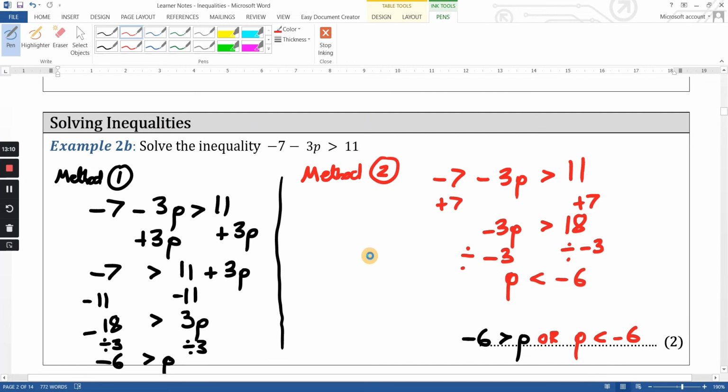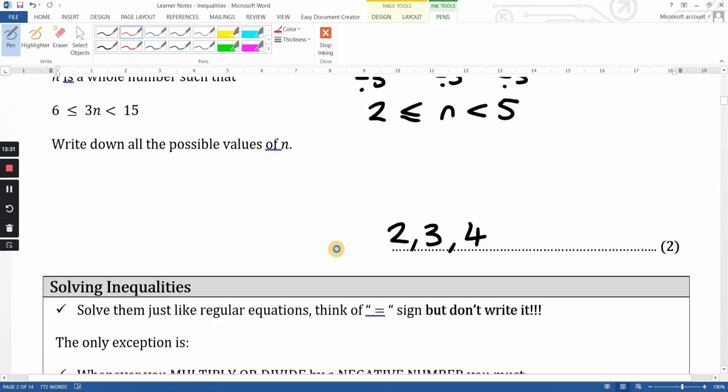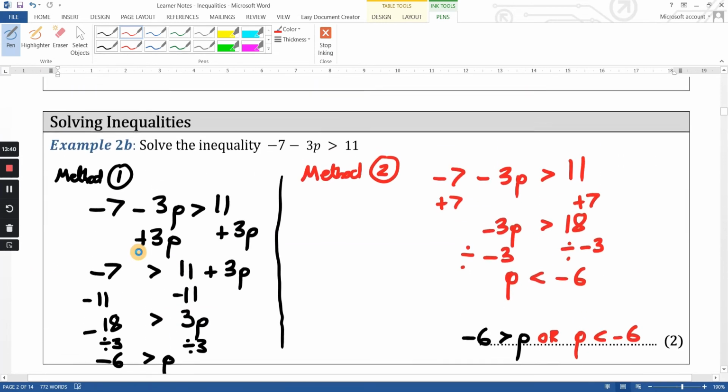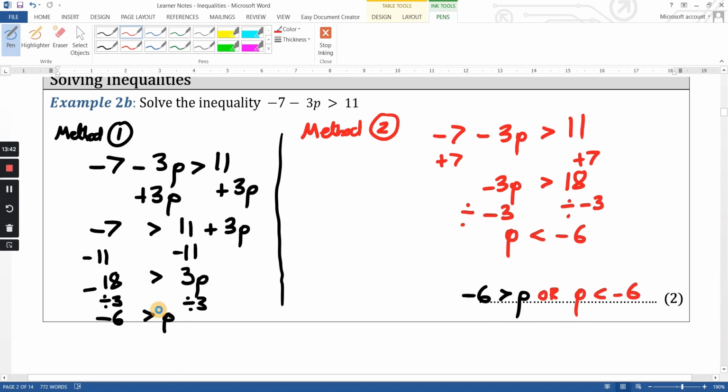So either this method 1 solution is absolutely fine, or method 2 solution, that's absolutely fine as well. Whether you gave this answer or this answer makes no difference. Both answers are perfectly fine. You'll notice in method 2 I had to flip the sign because I was dividing by a negative number. Remember the rules that we had here? Whenever you multiply or divide by a negative number, you have to flip the sign. Method 1 I didn't have to flip it because I didn't divide or multiply by a negative anywhere. So I only did that in method 2.